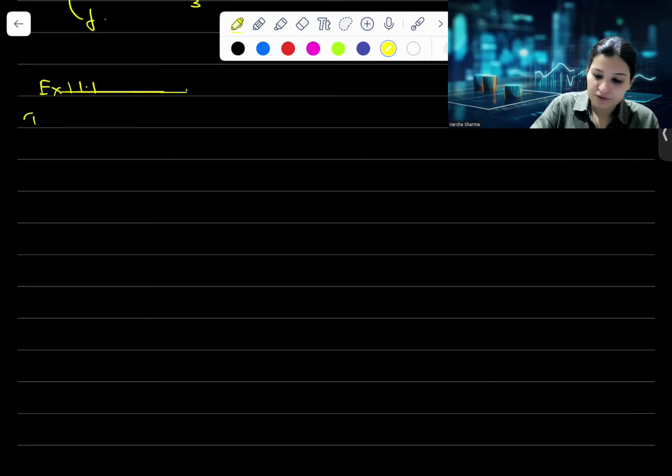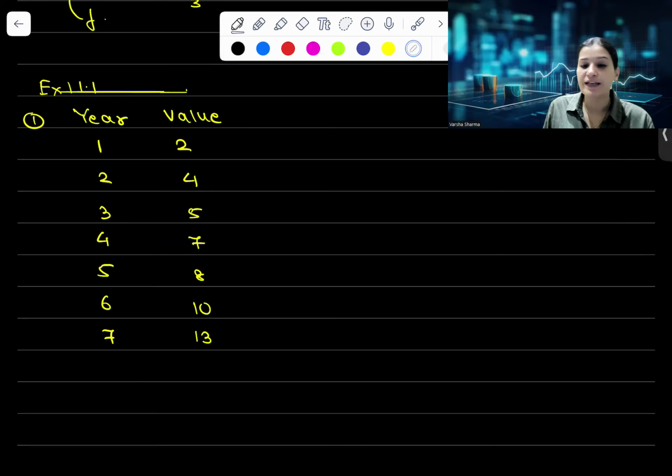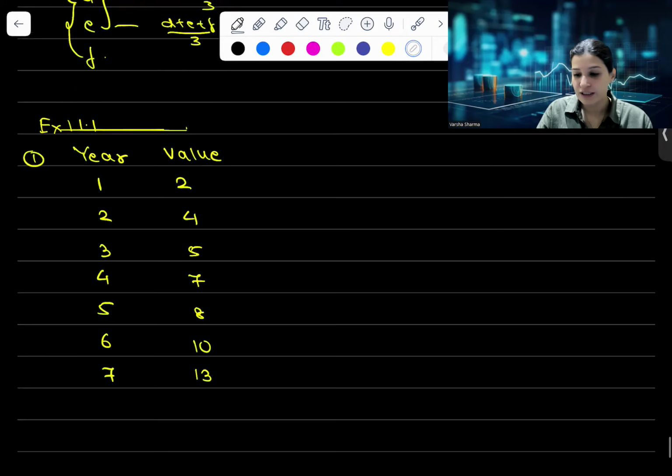Question number 1. Year and value. The years are first, second, third, fourth, fifth, sixth, and seventh. Values are 2, 4, 5, 7, 8, 10, and 30. The question says calculate the 3 yearly moving average. So we form two more columns along with it.